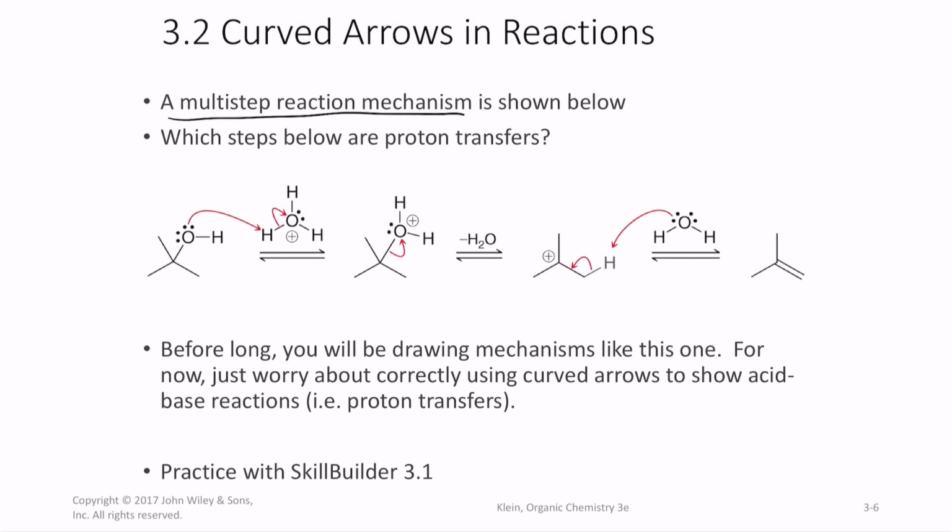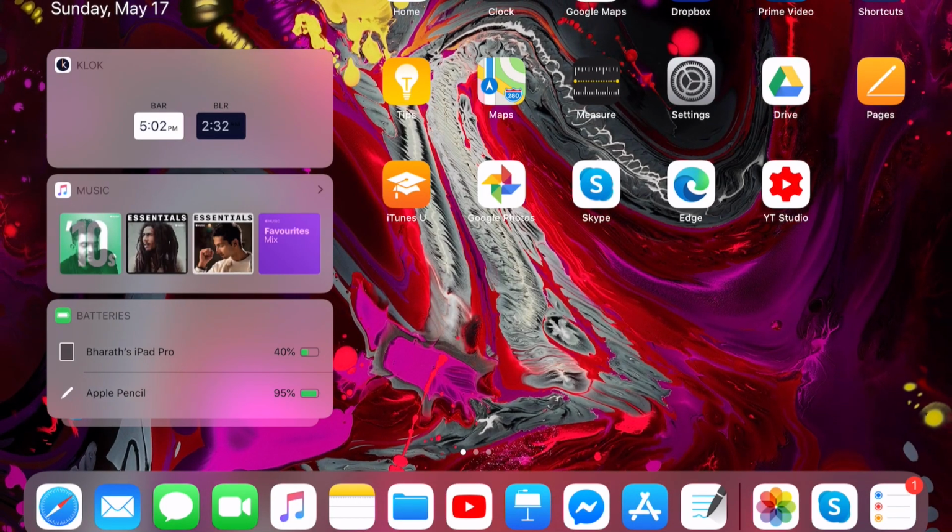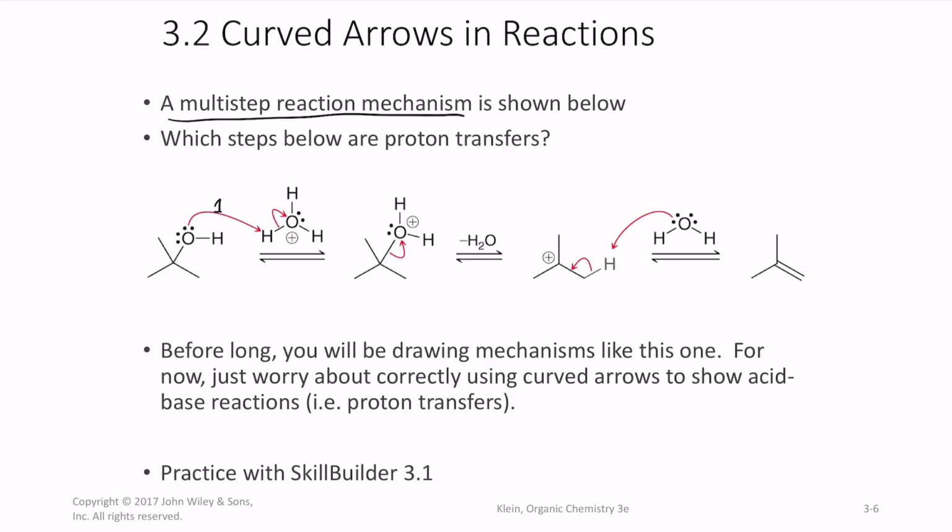So number 1 here is a proton attack, and number 2, notice that it is breaking the bond, so this one is not a proton attack. Again here, also there is a breakage of the bond, so this is also not a proton attack. And here notice that there is a lone pair that is attacking a proton, so this is a proton attack. So there are two of them.